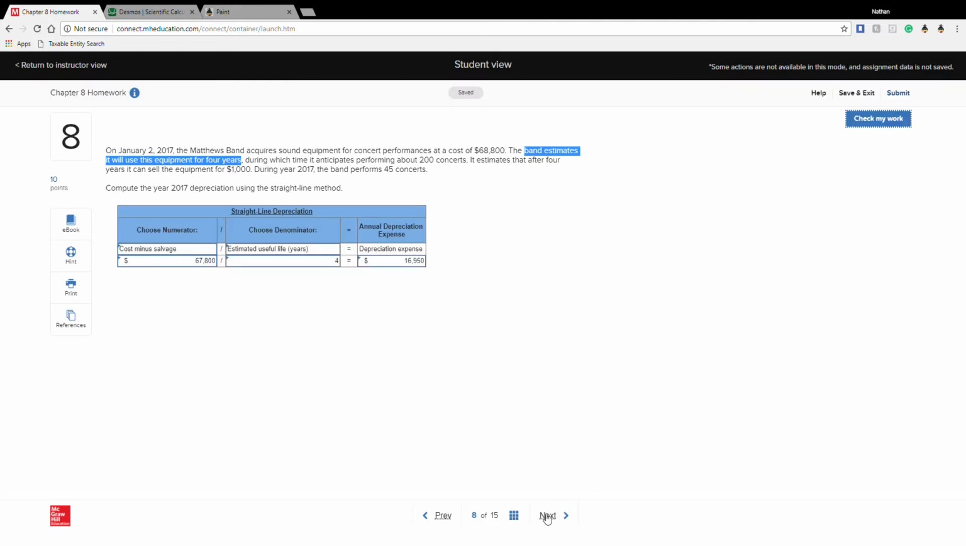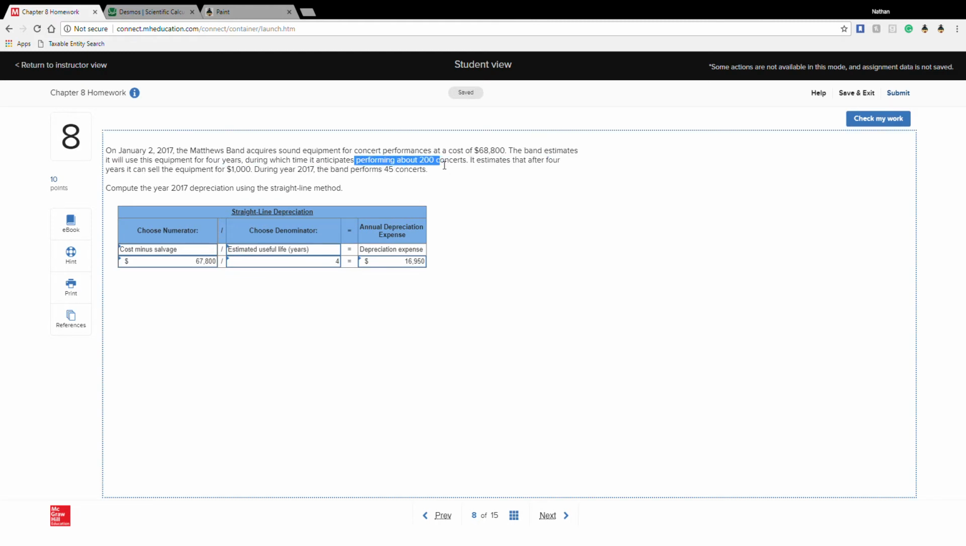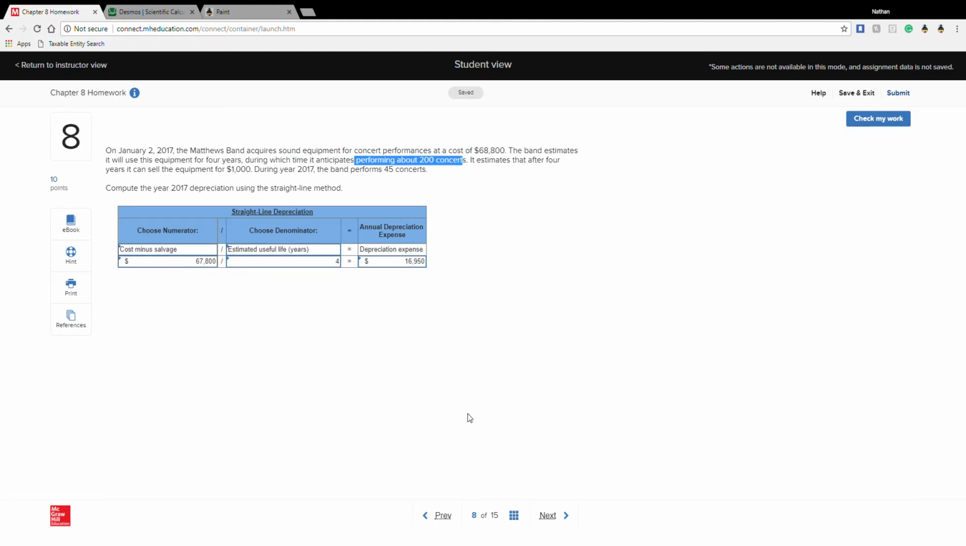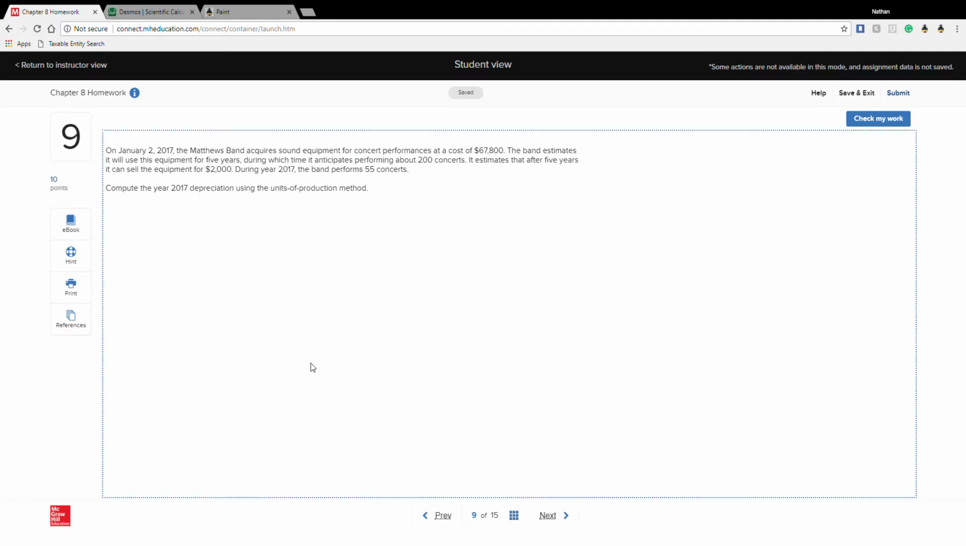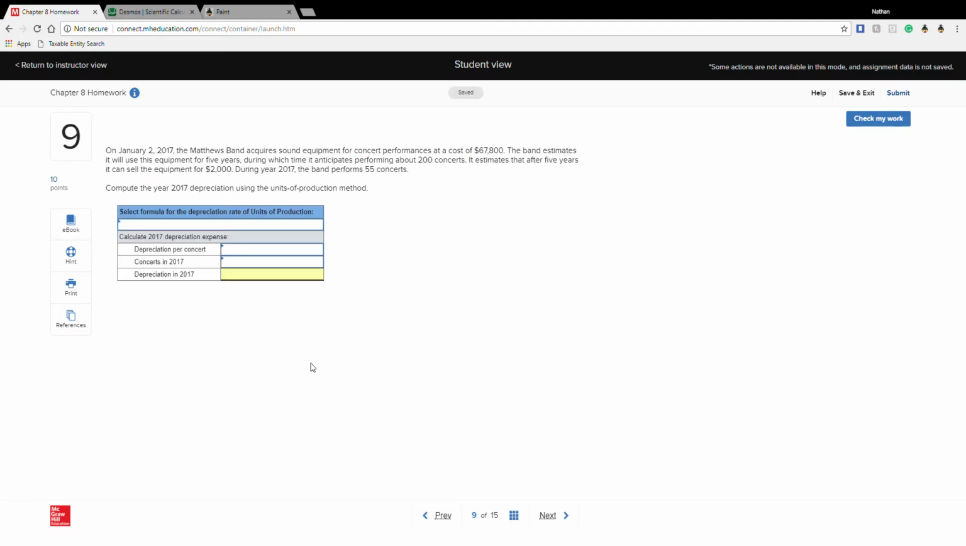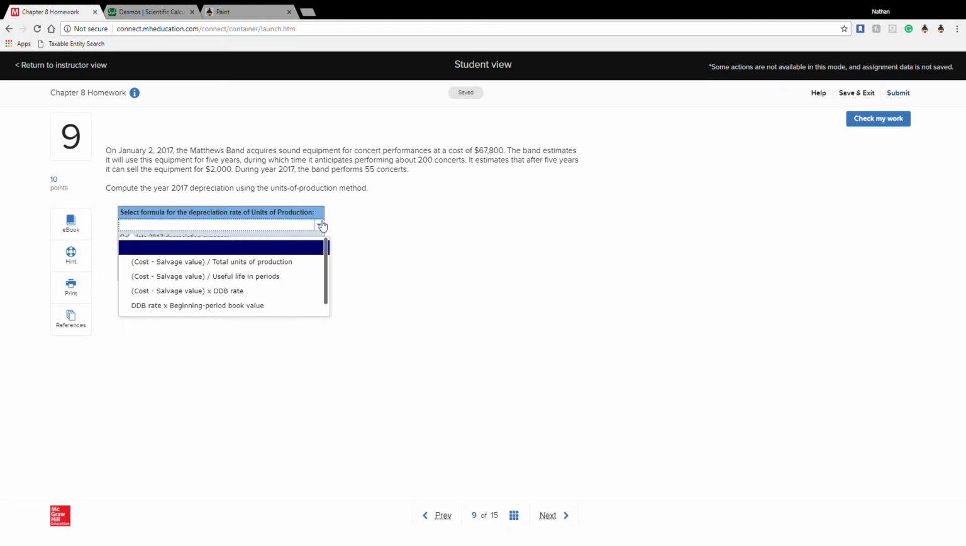Oh, hey. Now, judging by these numbers right here, the 200 concerts and the 45, we could even use units of output. In fact, here it is. It looks like units of production. This is the same term as units of output. So again, Matthews Band, the numbers are going to change just a little bit because it's a different problem. It wasn't linked up. So we're going to do the same thing on this.